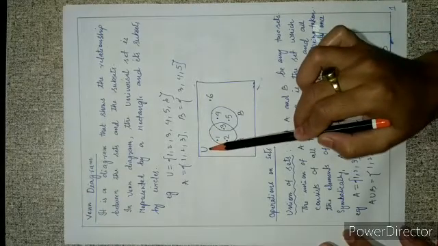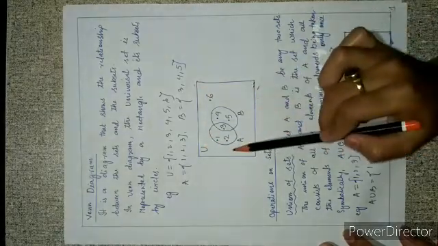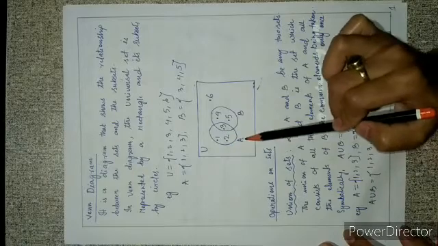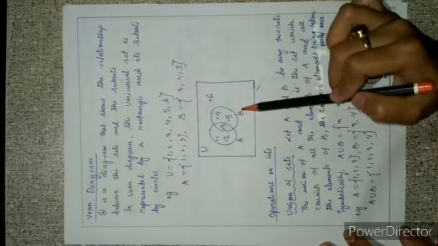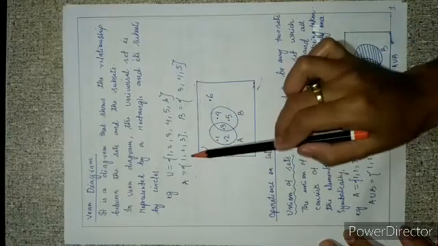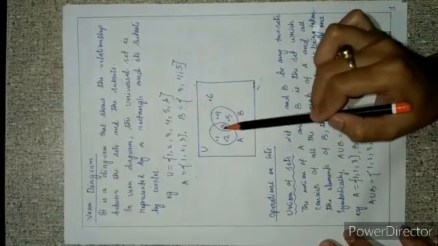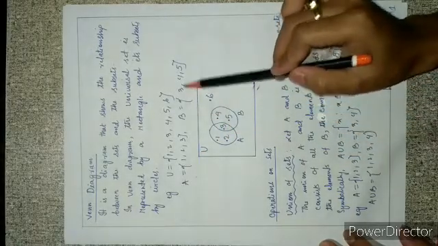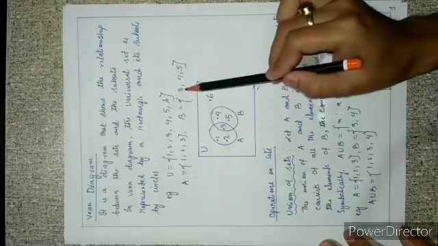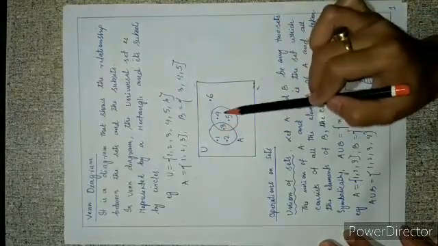First, draw U. U is represented by this rectangle, and this circle represents set A and this circle represents set B. In set A, there are three elements, they are 1, 2, and 3. In set B, there are three elements, they are 3, 4, and 5. But this 3 is common to set A and set B.